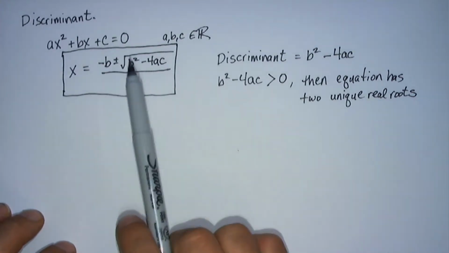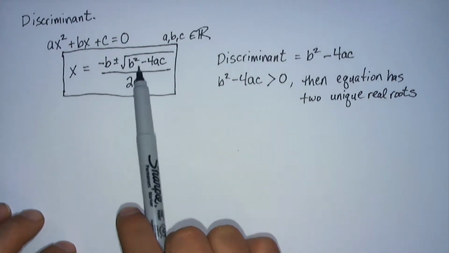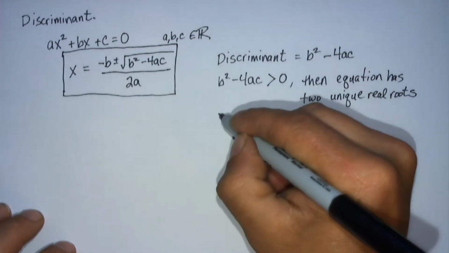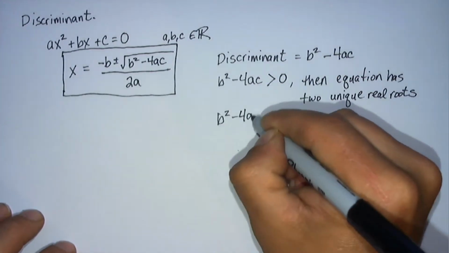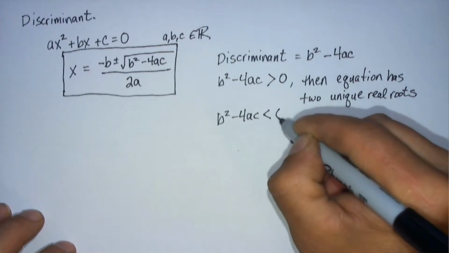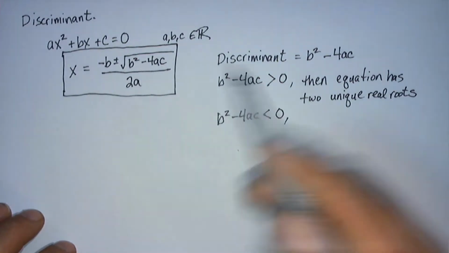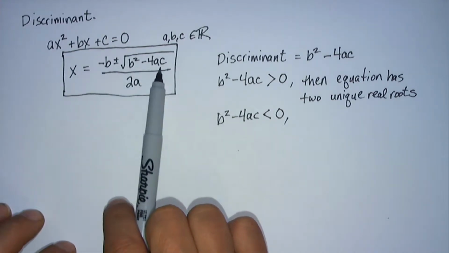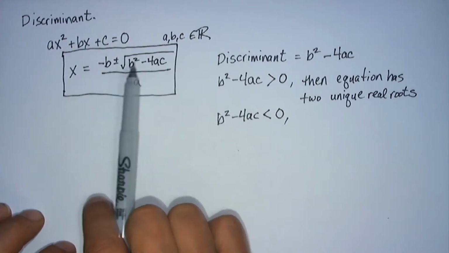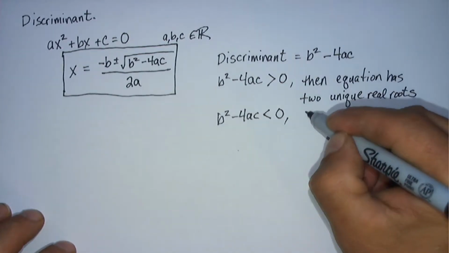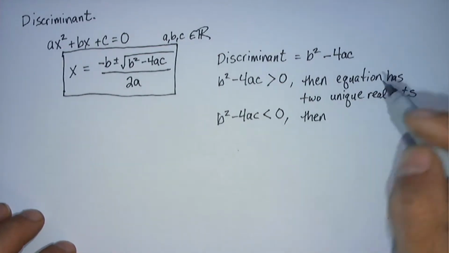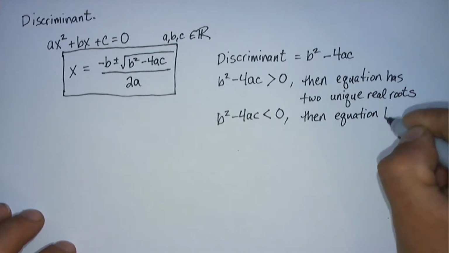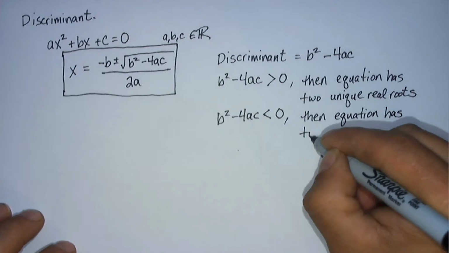And if b squared minus 4ac is negative, what we learned from the last lecture in complex numbers is that this would be some real number plus an imaginary number, or this minus an imaginary number. So the equation has 2 imaginary roots.